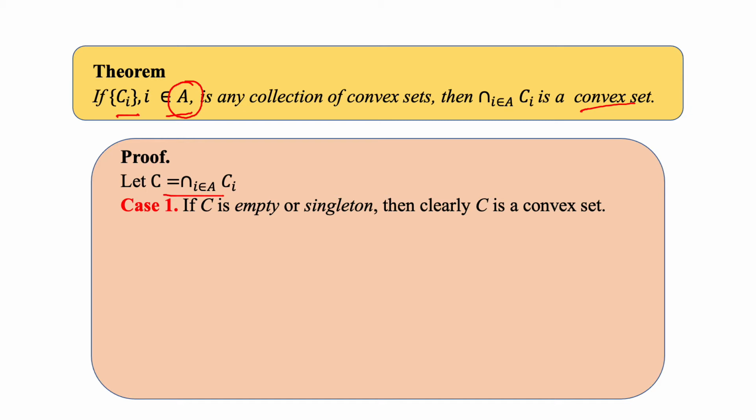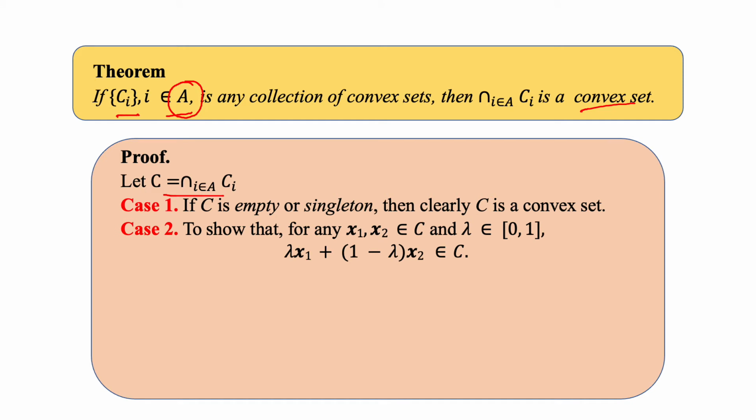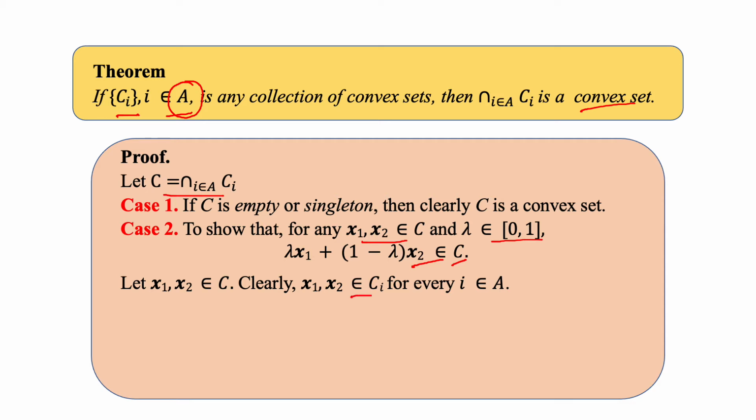Whenever we want to show that a set is a convex set, what we need to show is that for any 2 points x1 and x2 in the set and lambda in the closed interval 0 to 1, lambda x1 plus (1 minus lambda) x2 belongs to that set C. So let us consider any 2 points x1 and x2 in set C. Since they are in the intersection, they are in the individual sets as well, for every i belonging to A. Now remember that each Ci is a convex set.